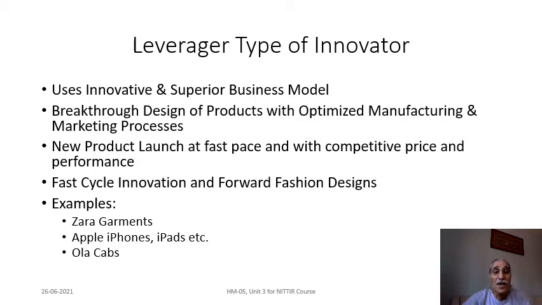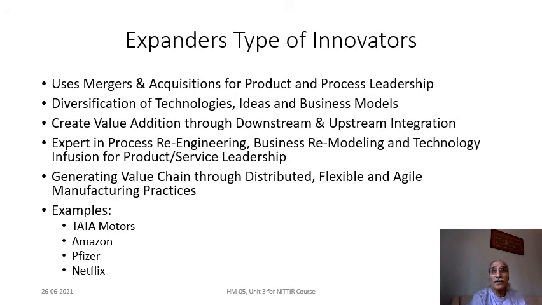So Zara garments, Apple iPhones, iPads, and Ola cabs are illustrations of the leverager type of innovator, and they are therefore leading to another innovation cycle where we talk in terms of the expander type of innovation.